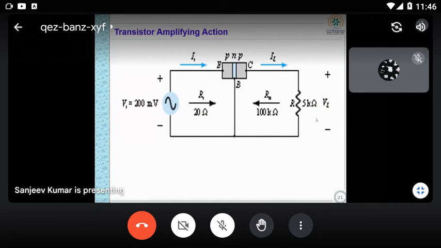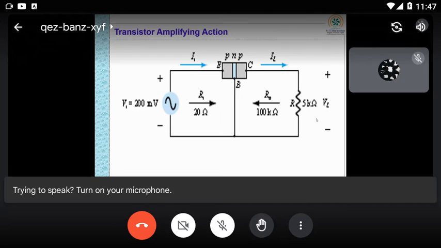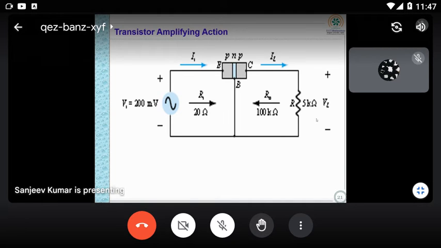Now one simple example, you can see how a transistor is amplifying. If I'm taking common base configuration, here you can see I'm giving a 200 millivolt input signal, and input resistance R1 is 20 ohm, and your output impedance is 100 kilo ohm, and your load resistance is 5 kilo ohm. How much amplification is there? Can you calculate what the output voltage VL will be?